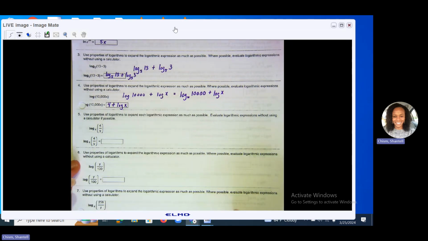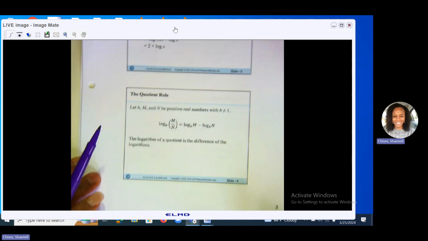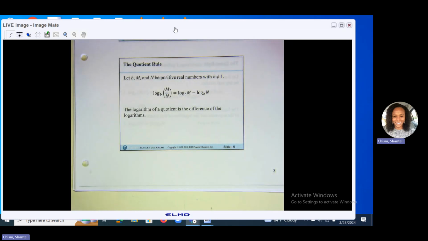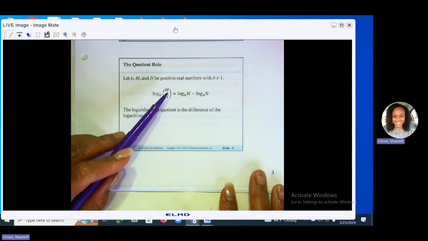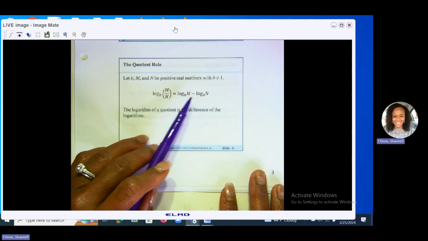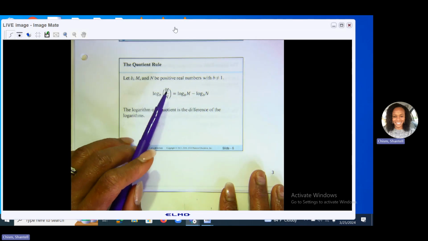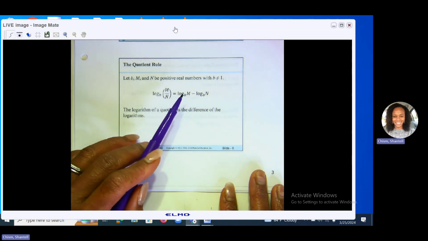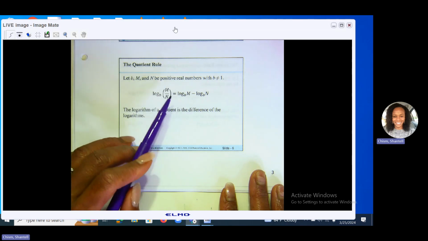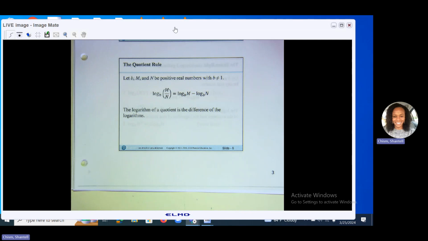So let's go back to our notes for just a minute here for number 5. The quotient rule. Notice this time it was not a product. It is a fraction, which is a quotient. So again, b, m, and n are all positive real numbers. Log base b of m divided by n, a quotient, can be expanded to be a difference of two logarithms. So log base b of m, the top, minus log base b of n. You always write the top first, minus the bottom. So we're taking a quotient and we are expanding it out to be a difference of two logs, okay?